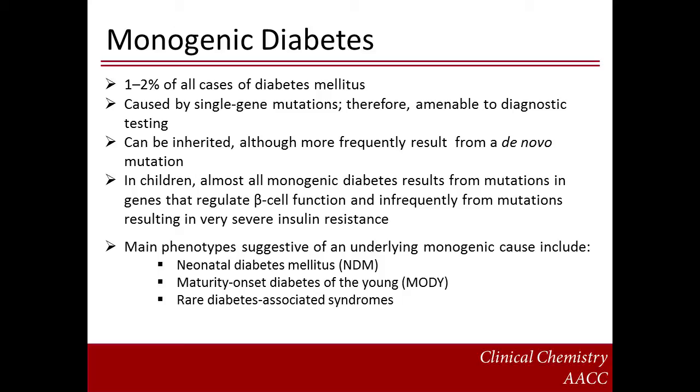In children, almost all monogenic diabetes results from mutation in genes that regulate beta cell function, although diabetes can rarely occur from mutation resulting in very severe insulin resistance. The main phenotypes suggestive of an underlying monogenic cause include neonatal diabetes, maturity-onset diabetes of the young or MODY, and rare diabetes-associated syndromes.